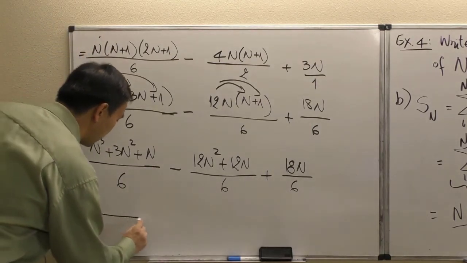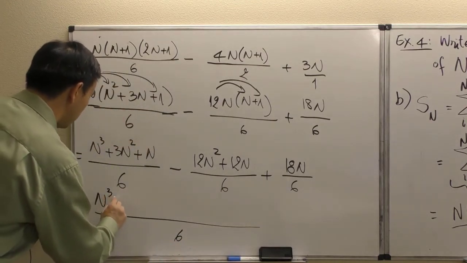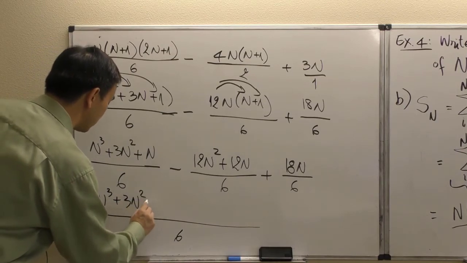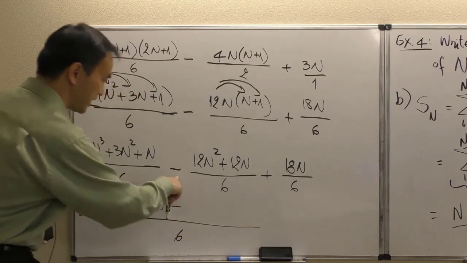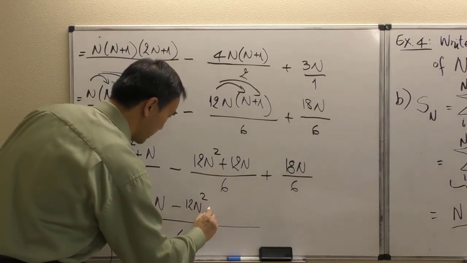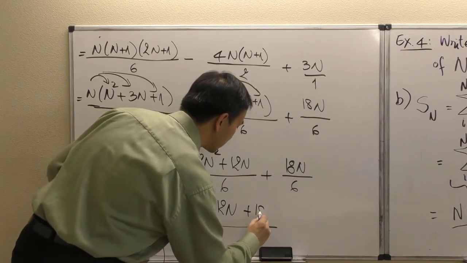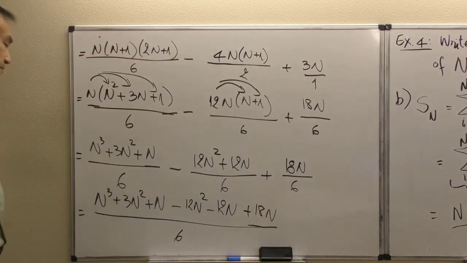Right, now we can bring it all into one fraction, all over 6. Here's n cubed plus 3n squared plus n, and then minus. Now be careful, there has to be some sign change here. So minus 12n squared and minus 12n, and then we're adding 18n like that.